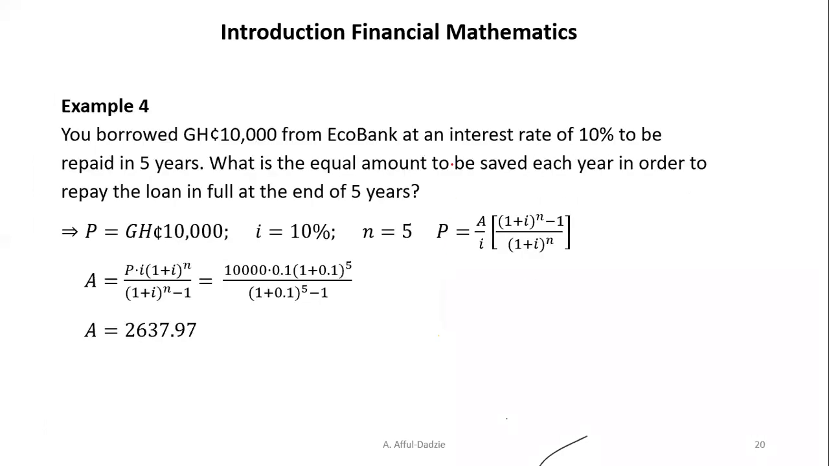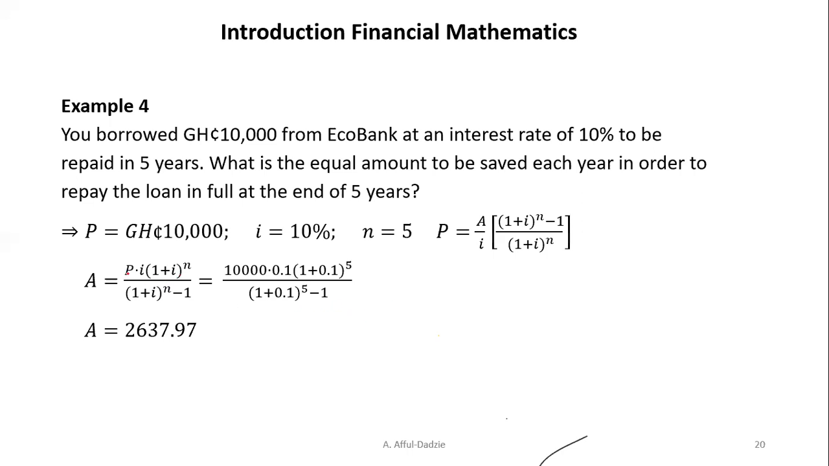Now, here we have given you, say you have borrowed a certain sum, 10,000 cedis. This is the amount you have borrowed today, isn't it? Having borrowed 10,000 at a certain rate, you're supposed to pay in 5 years. So here you have been given the P, the interest, and the N. You have been asked to find A. So the smartest thing to do is to just substitute all these.